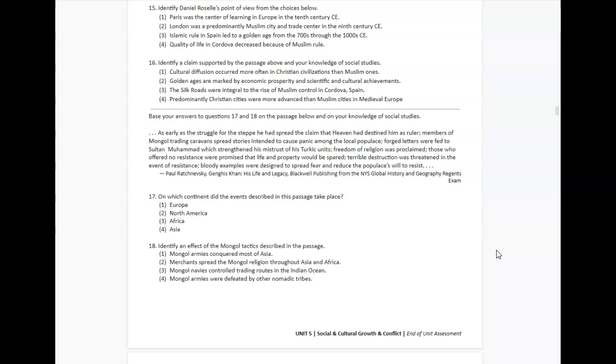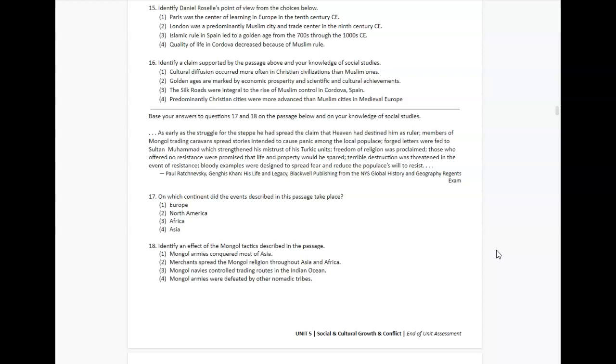All right, you're going to base questions 17 and 18 on this passage below. It's from Genghis Khan, His Life and Legacy. And it says, as early as the struggle for the steppe, he had spread the claim that heaven had destined him as a ruler. Members of Mongol trading caravans spread stories intended to cause panic among the local populace. Forged letters were fed to Sultan Muhammad, which strengthened his mistrust of his Turkic units.